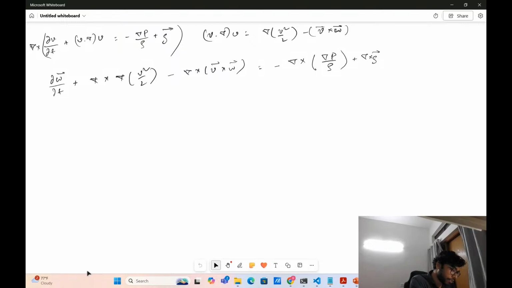Now, as I said, del cross g is 0, and curl of gradient is again 0, so these two terms will vanish. So we have del omega del t equals del cross v cross omega, and this is del cross del p by rho. So here we just apply the simple chain rule.